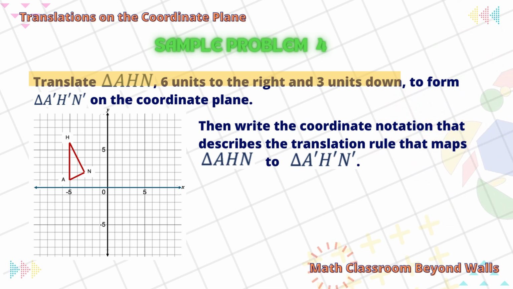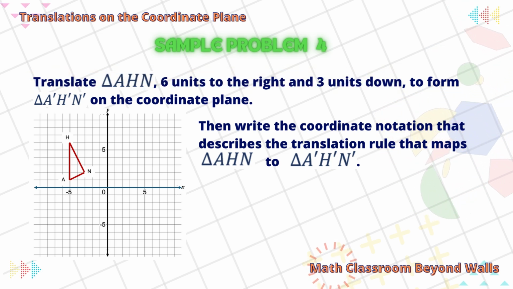Okay, so we start with the first question and examine closely the given information that would help us answer the question. Here, we are to translate triangle AHN or push triangle AHN 6 units to the right and 3 units down to form triangle A prime, H prime, N prime. We will push the 3 vertices one at a time starting from point A. Let's go. From A, we count 6 units to the right, then count 3 units down. This is where A prime is now located.